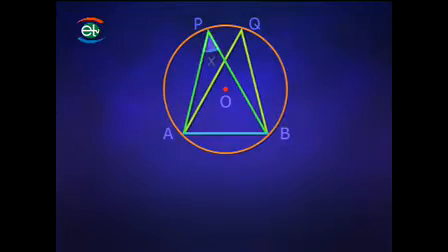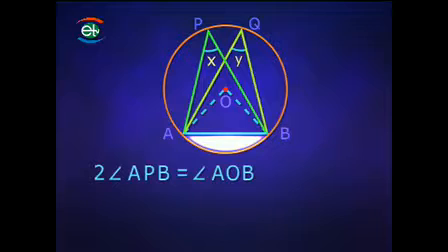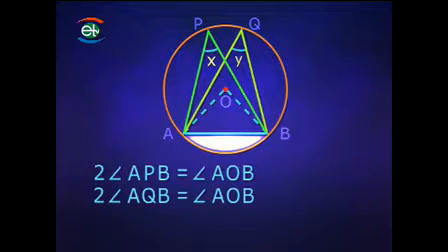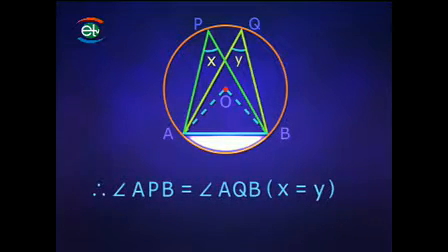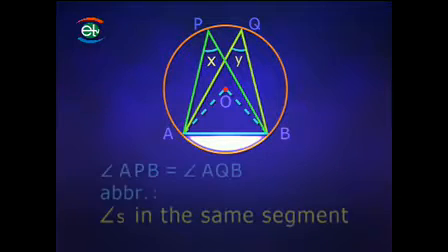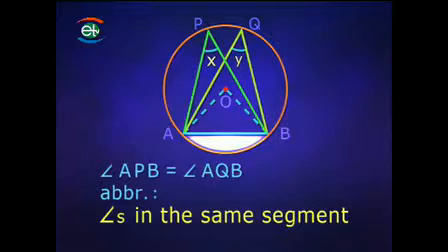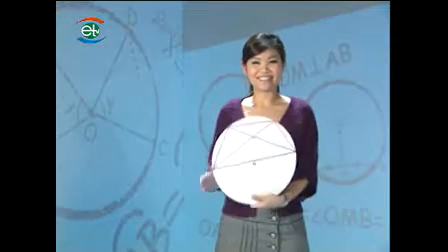The following theorem is related only to angles at the circumference. In the same segment, all angles at the circumference are equal. The theorem is angles in the same segment. There is a circle here.